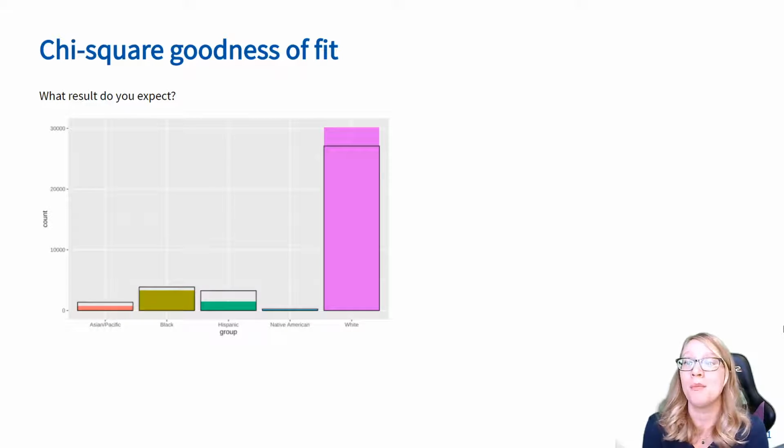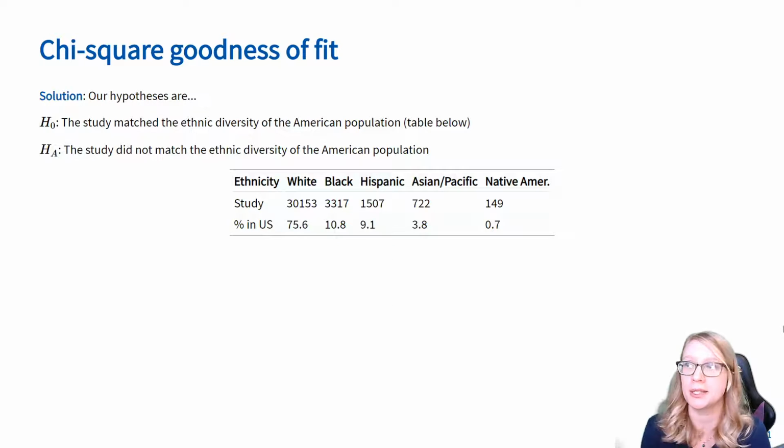Here we see some over-representation. We certainly have more white representation in this study than we did in the population at the time. We have fewer Asian Pacific Islanders, fewer Black subjects, fewer Hispanic. Native American looks about right with the proportion of the U.S. population at the time. Certainly we have a lot of underrepresentation in the other categories.